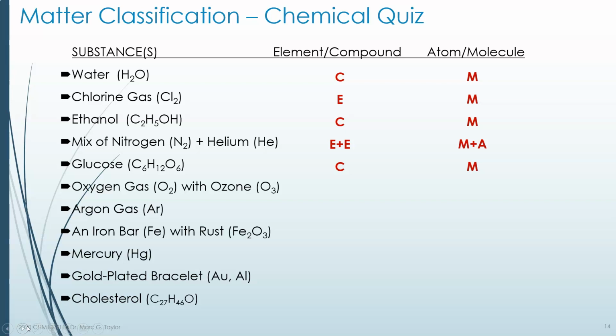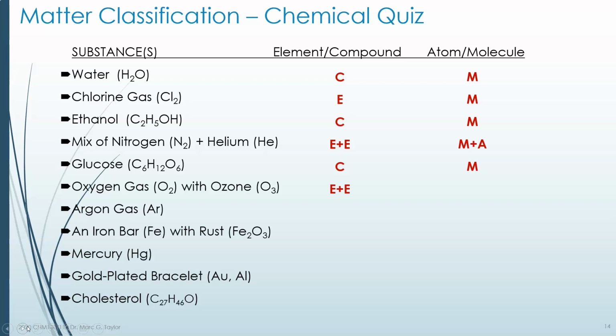Oxygen gas, O2, plus ozone, which is actually O3. You may not have known that. Ozone is a different elemental form of oxygen. So these are both elements because they're both composed of only one kind of atom. And coincidentally, they're both composed of the same atom, oxygen atoms. So they're both elements. The common elemental form of oxygen is O2, though.